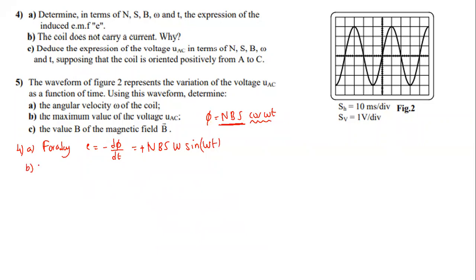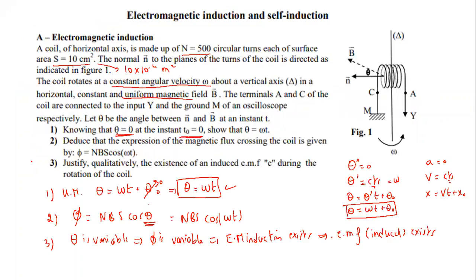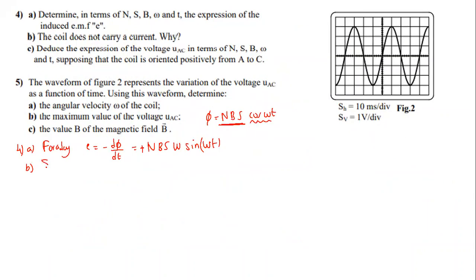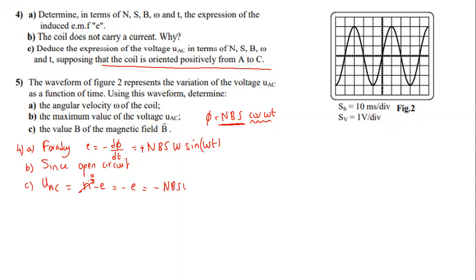Part b, the coil does not carry current. Why? If we notice here in the figure, it's an open circuit, so we don't have current since we have an open circuit. Part c, deduce the expression of the voltage UAC, knowing that the coil is oriented positively from A to C. So UAC equals RI minus E. It's an open circuit where RI is 0, since the current is 0. So it'll be minus E, which means it's minus NBS omega sine omega t.